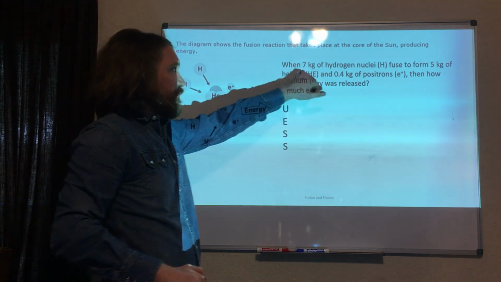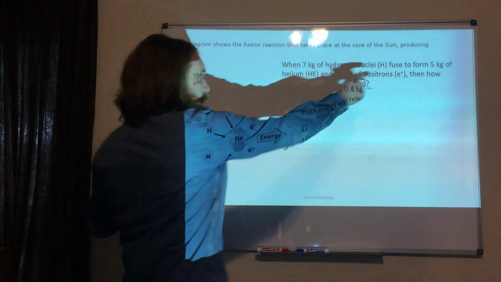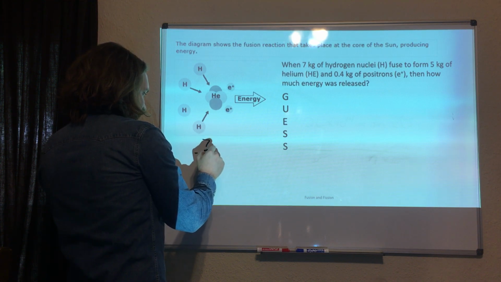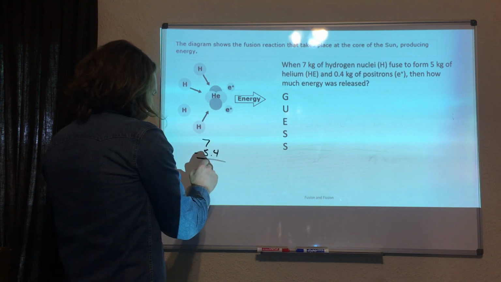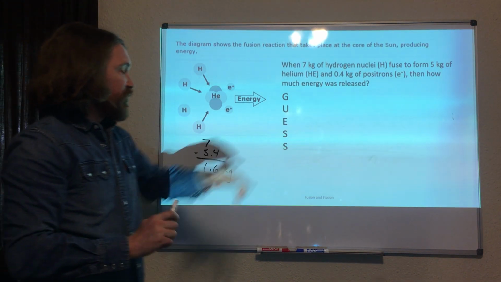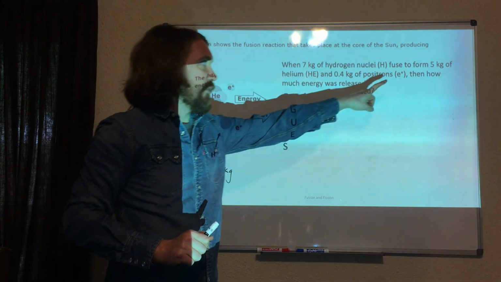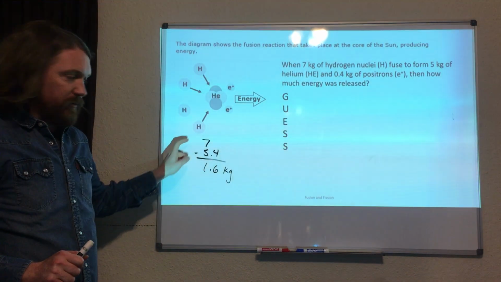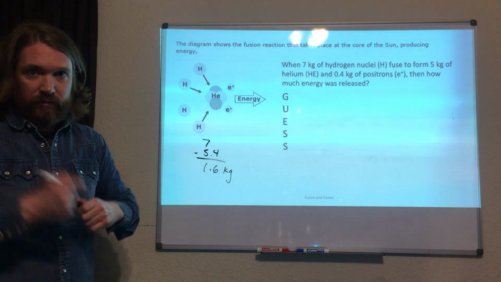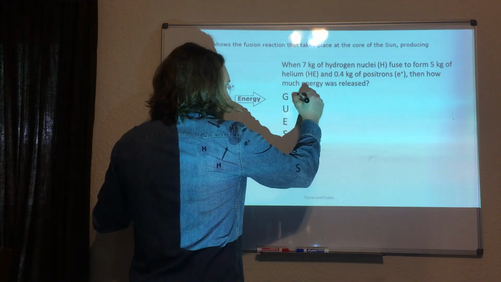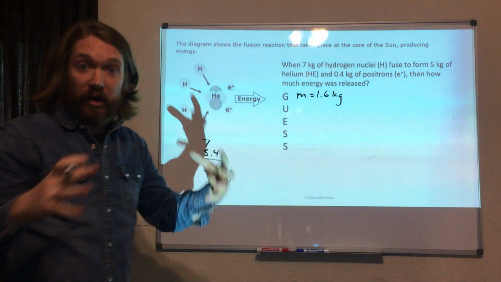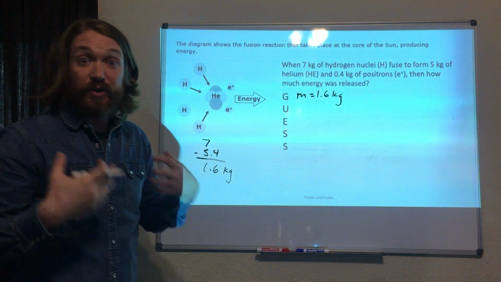Well, if we started off with 7 kilograms, okay, and we ended up with 5 plus 0.4, that means we started with 7, we have to subtract 5.4 kilograms, which means we lost a total of 1.6 kilograms, right? You started off with 7 kilograms, you ended up with 5 plus 0.4, 7 minus 5.4 equals 1.6. Okay, so we know our mass is 1.6 kilograms. That's how much mass was lost, meaning that's how much mass was converted into pure energy.